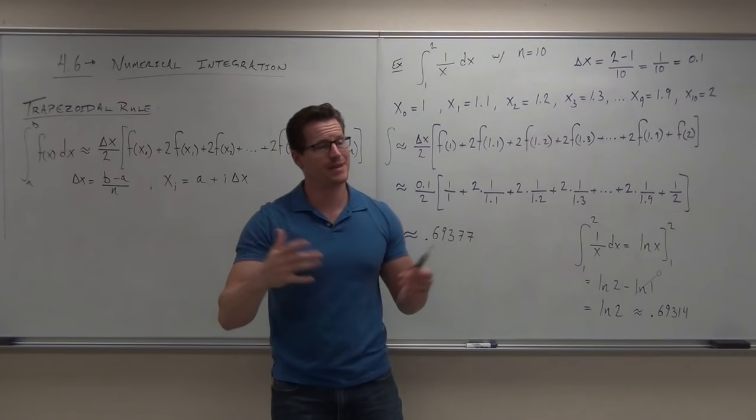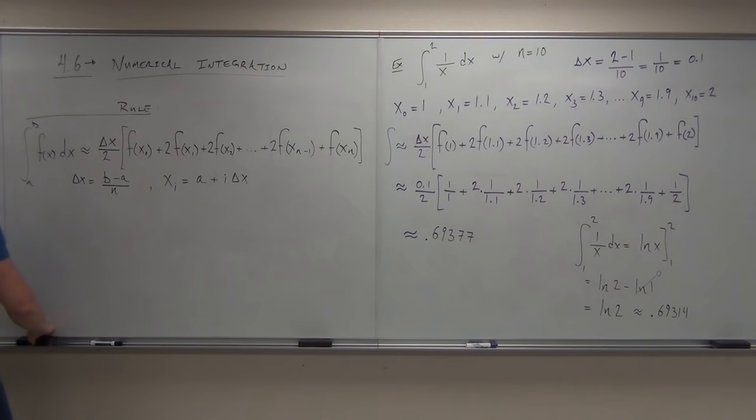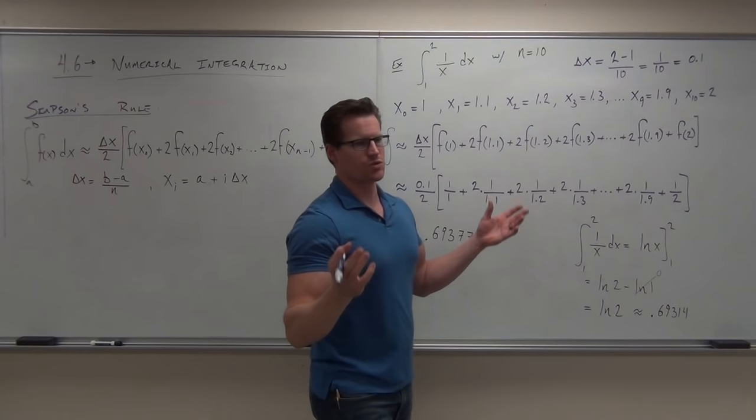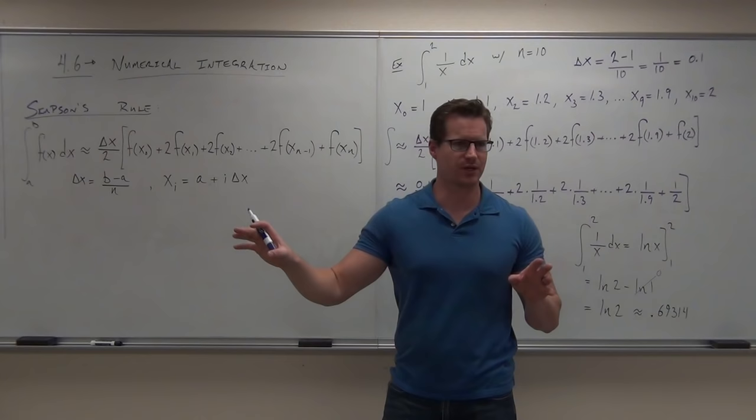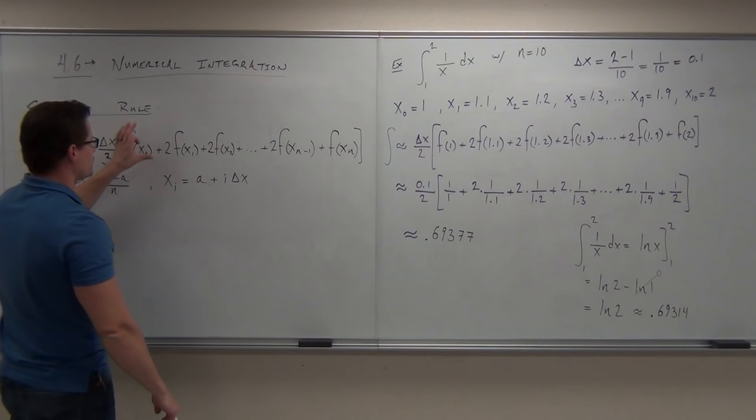That's how it works. I'm going to give you Simpson's rule and show you how it differs. Here's how Simpson's rule works. It's going to look really, really similar. Here's the only difference. Instead of taking delta x divided by 2, you're going to take delta x divided by 3. What? Yeah, I know, right? It's cool. It's awesome. I like 3s too.